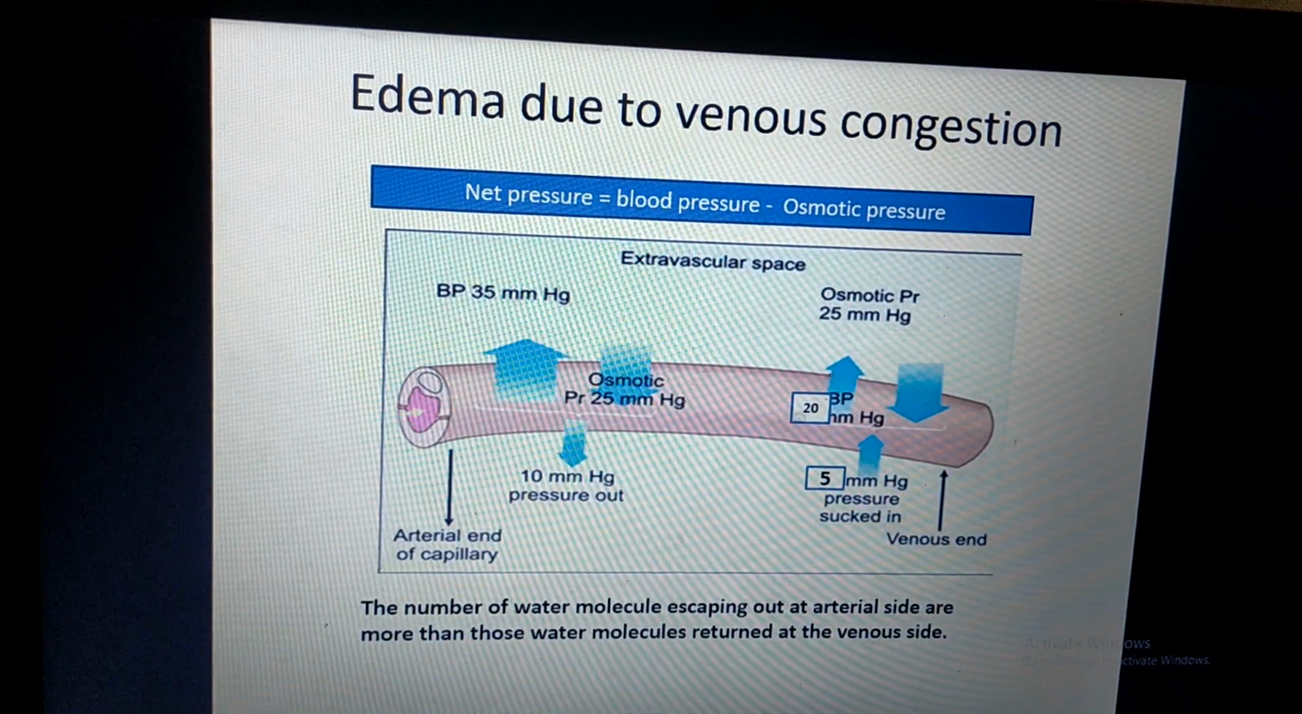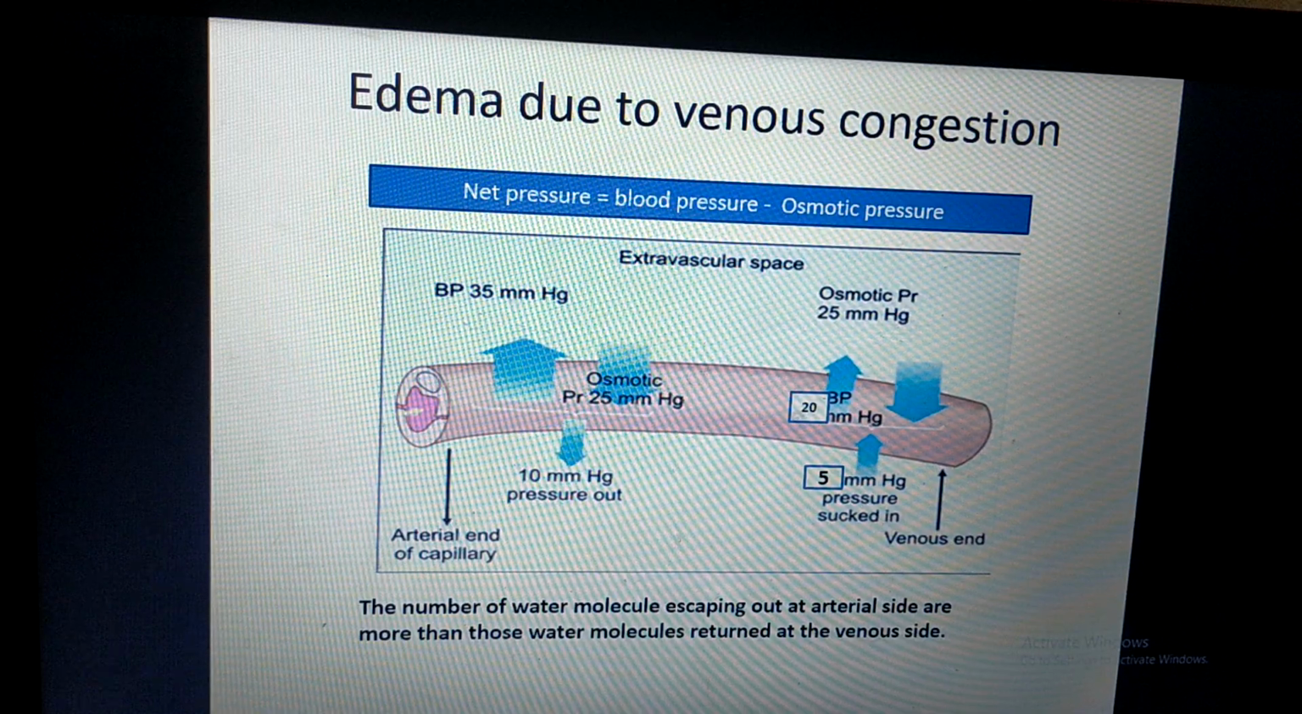Now we will see a case where there is venous congestion. In venous congestion, at the arterial end the blood pressure is normal, but at the venous end, the normal blood pressure is 15, but due to congestion or accumulation of blood on the venous side, the blood pressure at the venous end of capillaries increases from 15 to 20 mm of Hg.